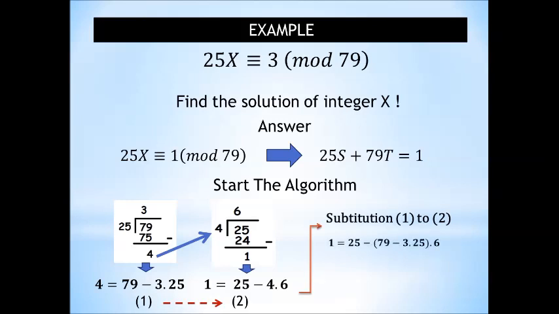So we just write 1 equal to 25 minus (79 minus 3 times 25) multiplied by 6. And we get 1 equal to 19 times 25 minus 6 times 79. It means the solution s is 19.